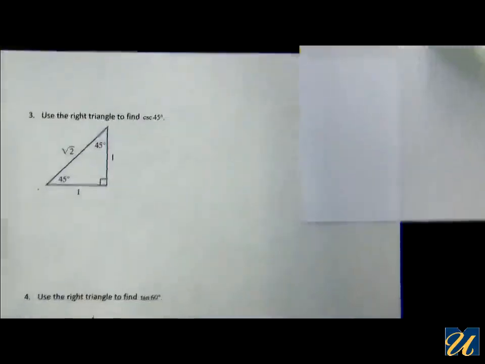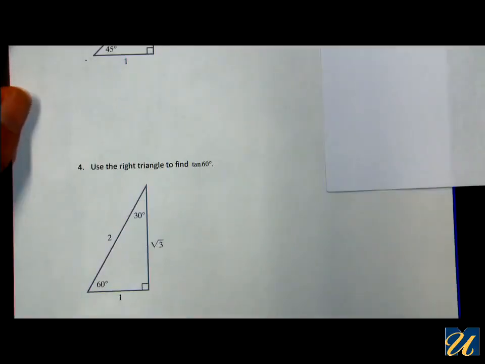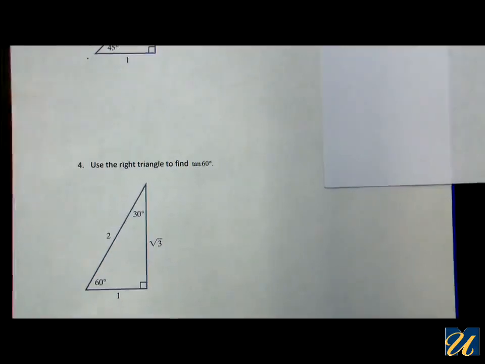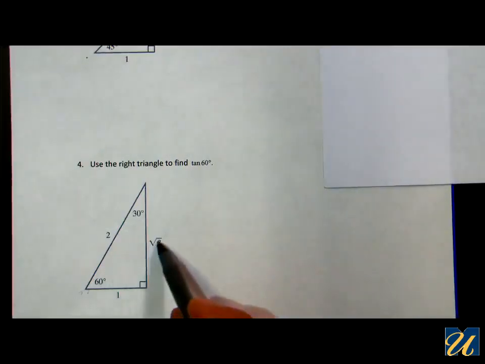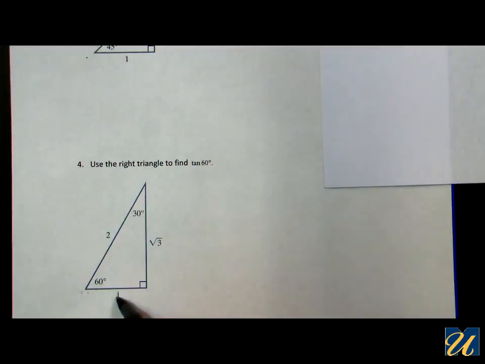Okay, next problem, number 4. Use the right triangle to find tangent of 60 degrees. Tangent of 60 degrees is, look through this angle right through here, opposite length, root 3, divided by the adjacent length, 1. Root 3 divided by 1 is root 3.